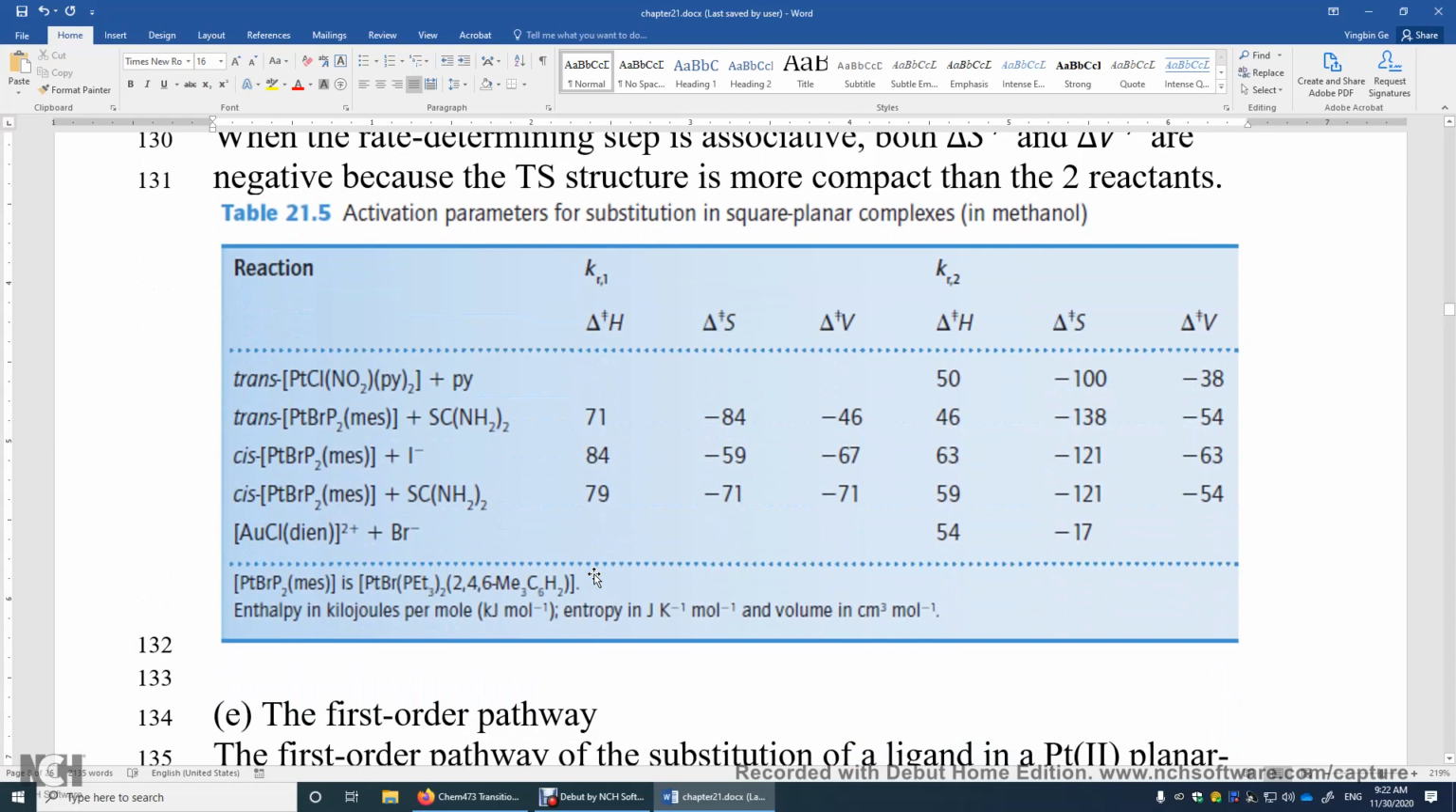Now let's look at some experimental data. We have some ligand substitution reactions of those transition metal complexes. Delta S is negative, delta V is negative, delta S is negative, delta V is negative. So all those reactions are associatively activated.